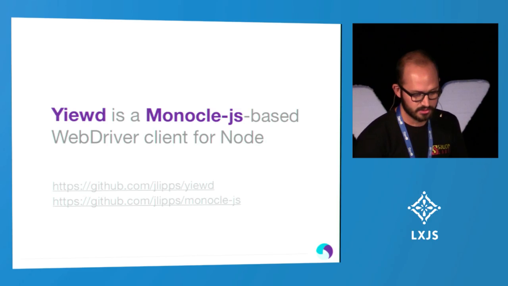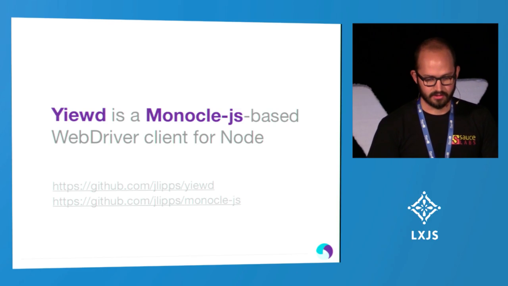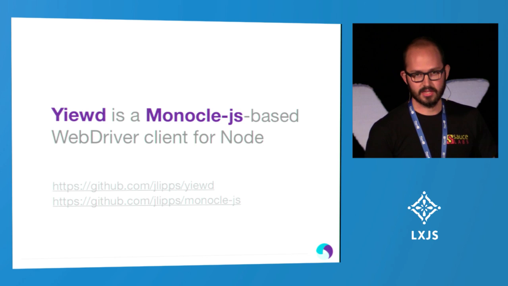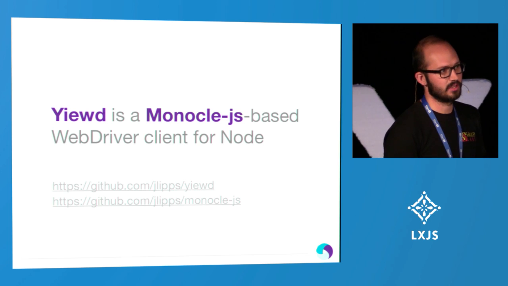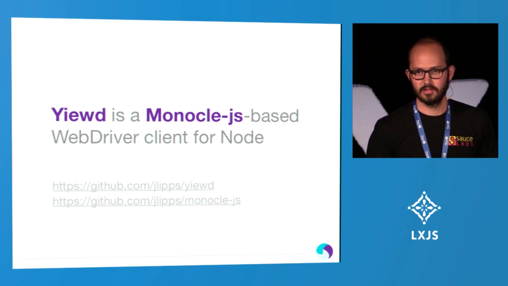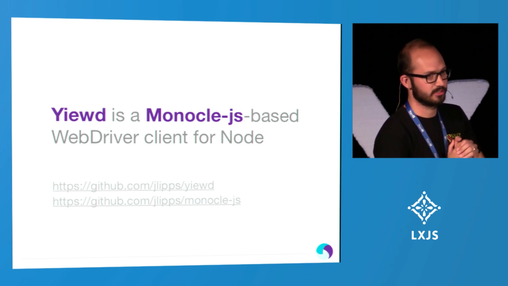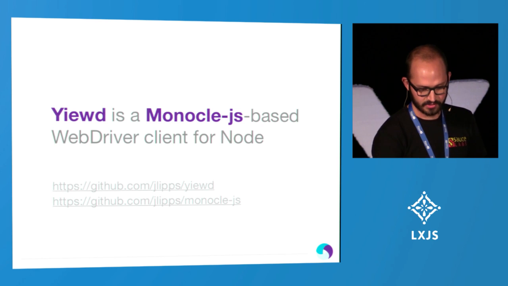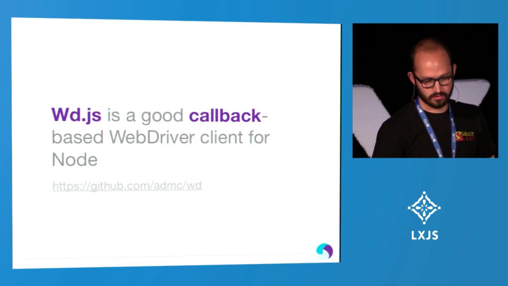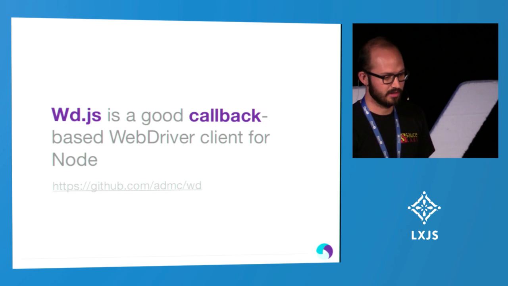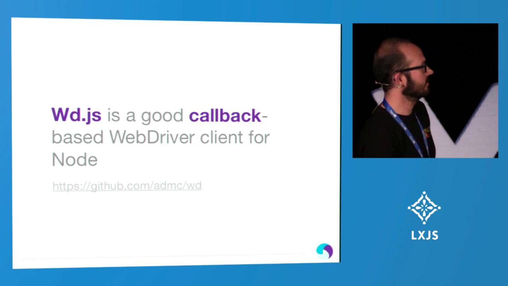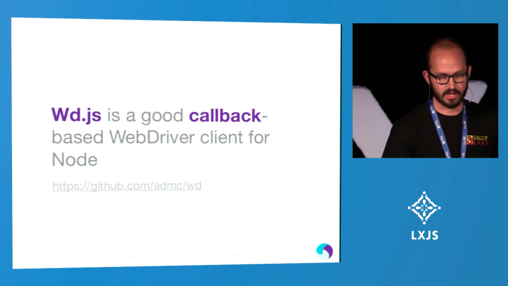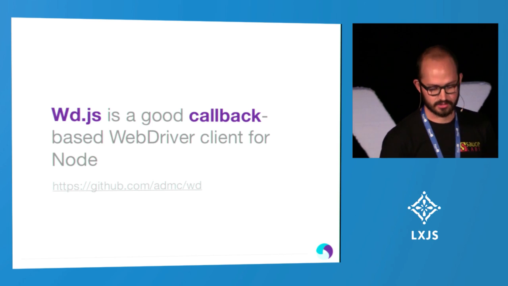So the code I'm going to show you is written in a library that I made called Ude, which is a strange name. And it uses another library that I ported from Python called Monocle. And together they use generators to kind of avoid tons of callbacks. And I'd love to get into that discussion with some of you over beers at some other time. It's not really for now. To show a bit of equanimity, there's a really great callback-based WebDriver client called WDJS also. So you have your options with writing Appium tests using JavaScript.